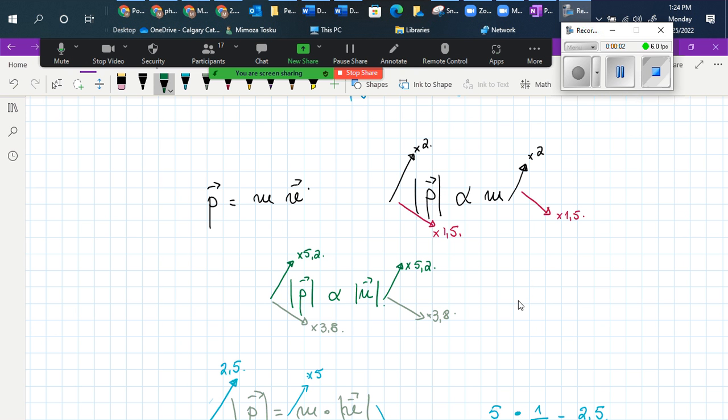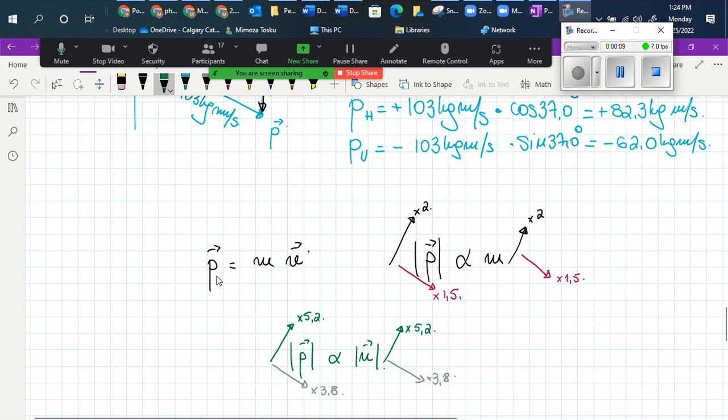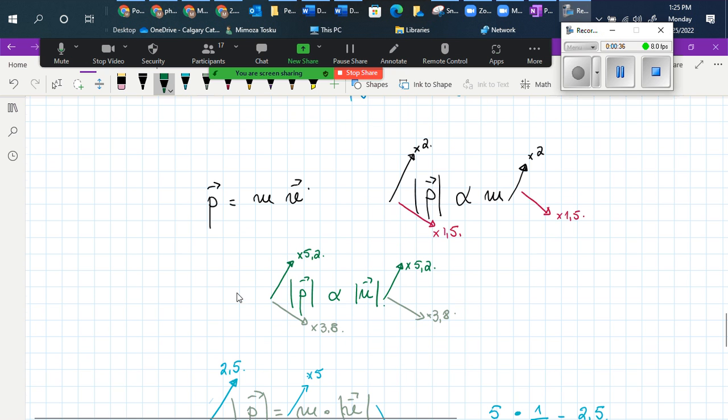Okay, so we'll continue with the second part of momentum as a vector. Now, based on the fact that we have momentum as the direct proportion of the mass and the velocity, we can say that the magnitude of a momentum is directly proportional to the mass and directly proportional to the magnitude of the velocity. We are not discussing the direction here, again, for the simple fact that the direction of momentum and the direction of the velocity are the same.